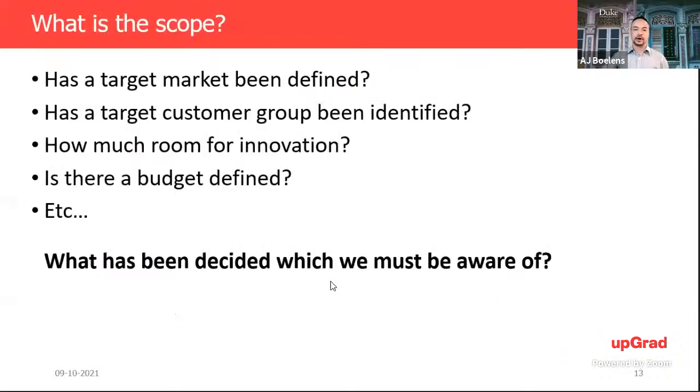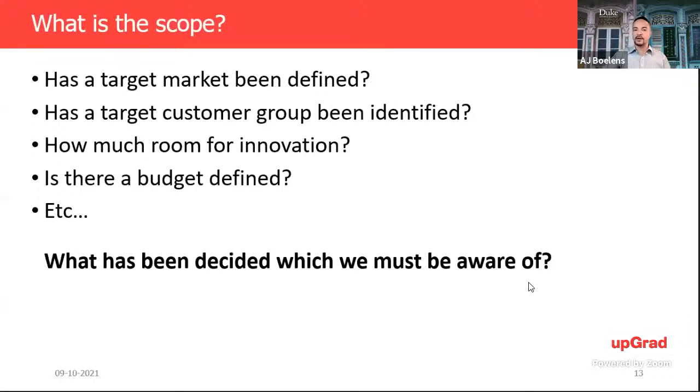Yeah. So what's the scope? Has the target market been defined by the organization? Has a target customer group been identified? You want to assess how much room there is for innovation. Is there a budget defined? You need to understand some of these things before we start the design thinking process. What has been decided that you need to be aware of?